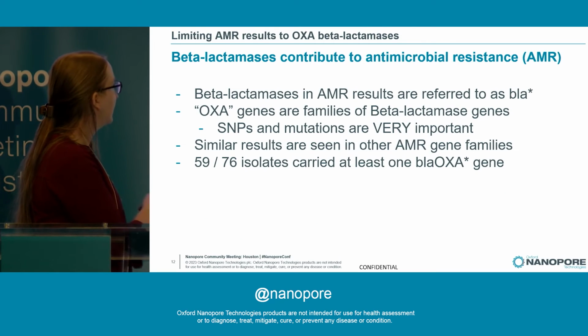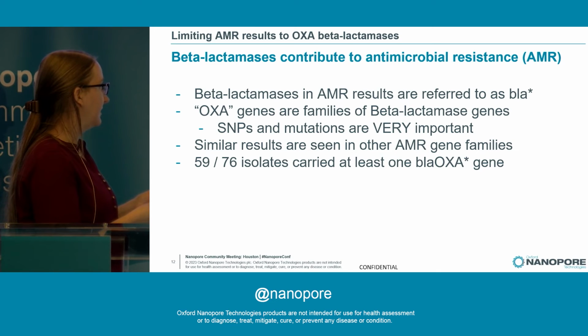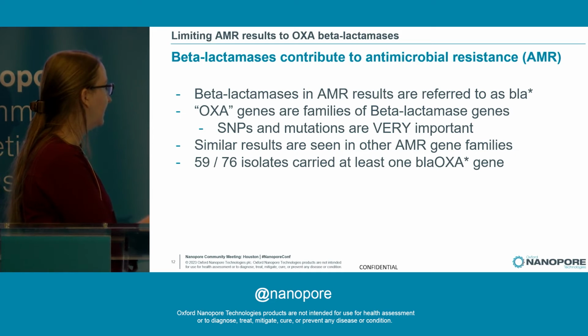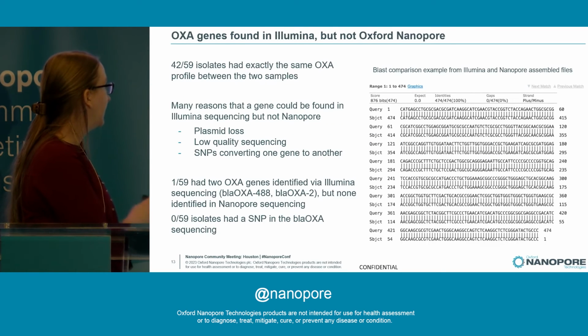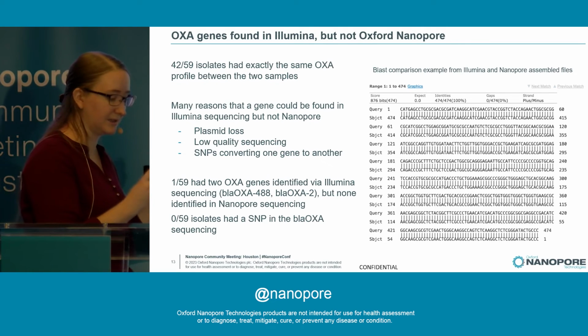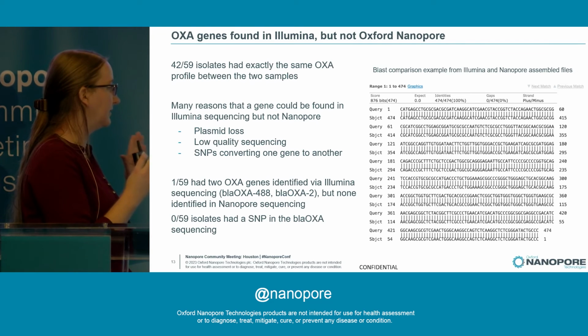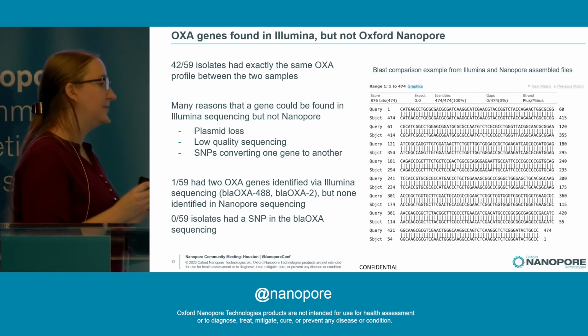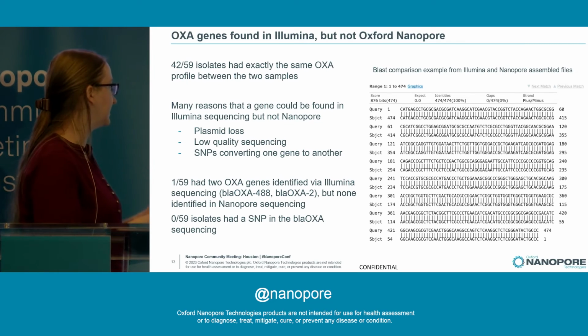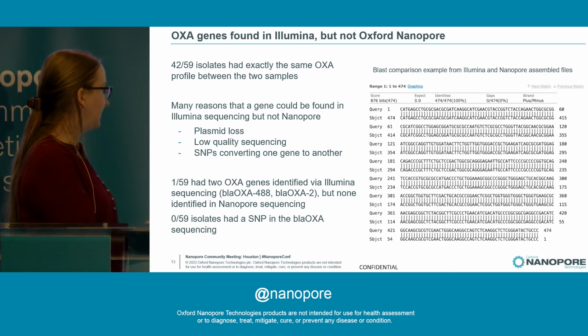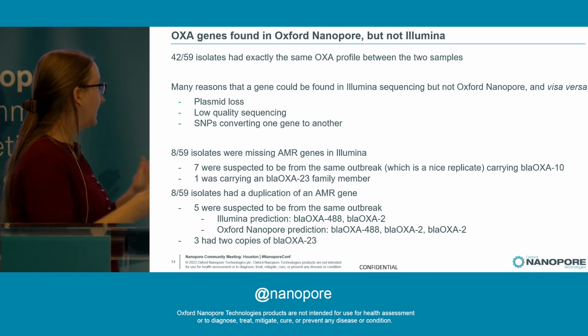And just restricting further to the isolates that carry beta-lactamases, which are a family of AMR genes, we had 59 isolates that carried at least one beta-lactamase gene, and 42 out of these 59 had exactly the same OXA profile between the Illumina sequencing and the Nanopore sequencing. There could be laboratory and isolation processes that could account for differences, which I'm not going to really cover. I'm just covering what we saw. In one of these 59, we noticed that there were OXA genes called in the Illumina sequencing but not in the Nanopore sequencing, and we didn't identify any SNPs in these beta-lactamase genes that we were looking at between the Illumina and Nanopore data.